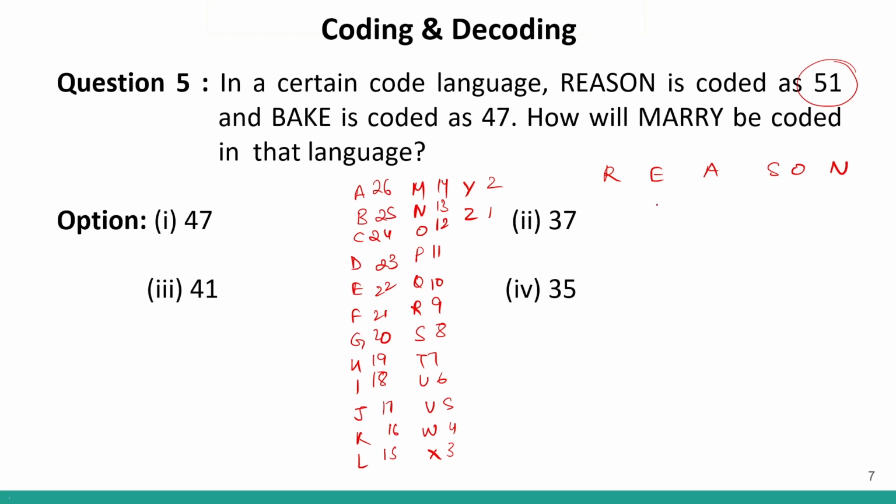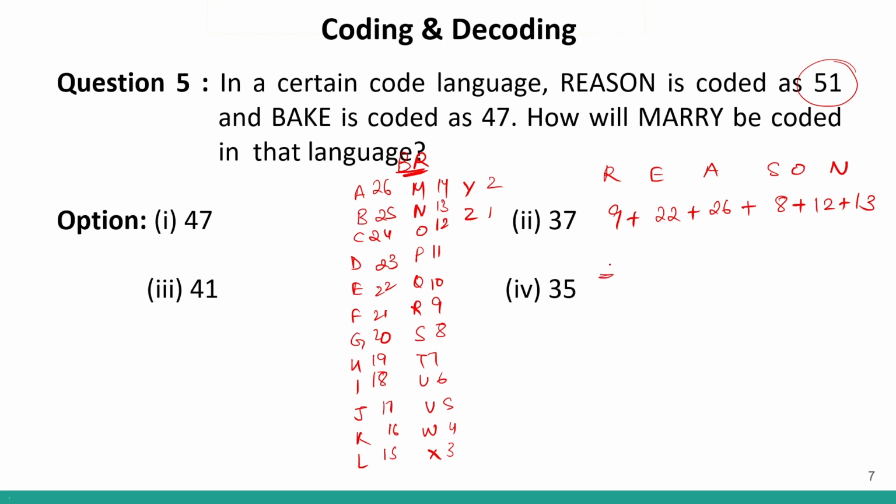So for R, the backward rank is 9. For E, the backward rank is 5. For A, the backward rank is 1. For S, this is 26. For E, the backward rank is 22. For S, the backward rank is how much? For S, the backward rank is 8. For O, the backward rank is 12. And for N, the backward rank is 13. So these are your backward ranks.